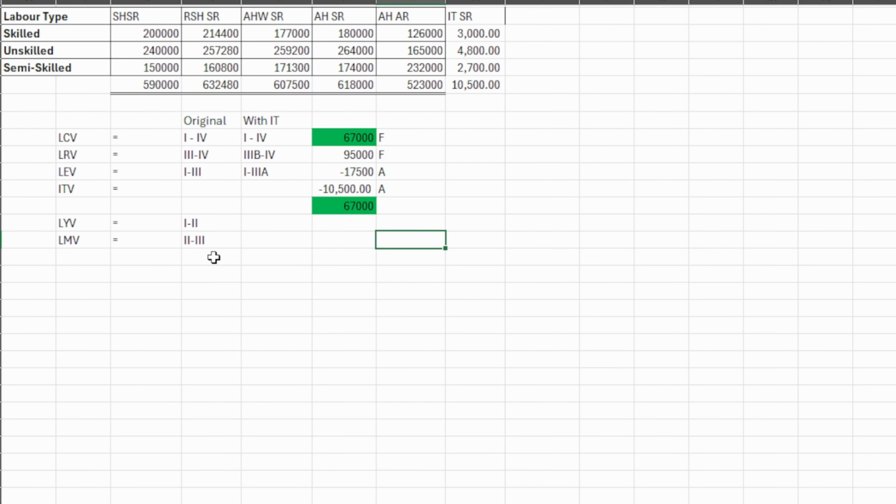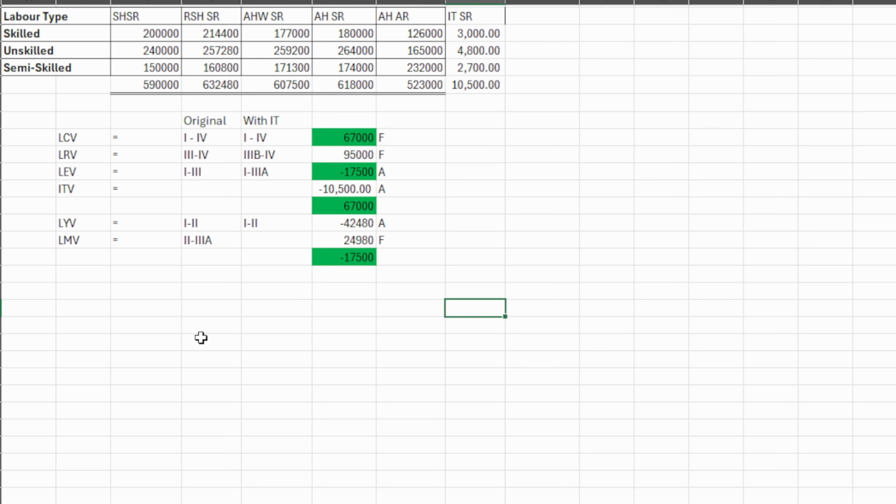I will move on to next variance, which is labor yield variance. This is 1 minus 2. There is no change in this. So equal to 1 minus 2. So this is again I am getting adverse. And here labor mix variance or labor gang variance, this is called 2 minus 3a. So this is favorable. So when I add these two, I should get labor efficiency variance. So here I am getting labor efficiency variance. So this is reconciled.